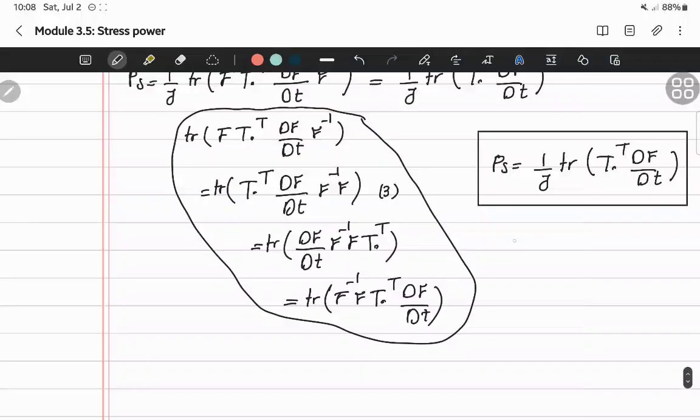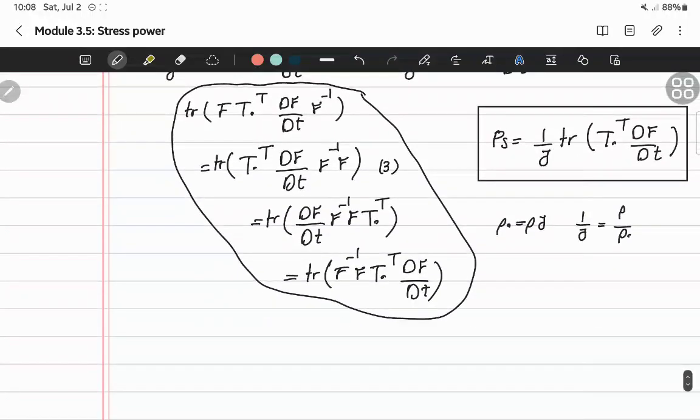You can also write J in terms of rho and rho 0, because you know that rho 0 is equal to rho J. So we found this in chapter 3 of the book and second module. So if I replace 1 over J, it is rho over rho 0. This can be written also as rho divided by rho 0, trace of this in here. So also PS is equal to rho divided by rho 0, trace of T0 transpose df dt. All right.